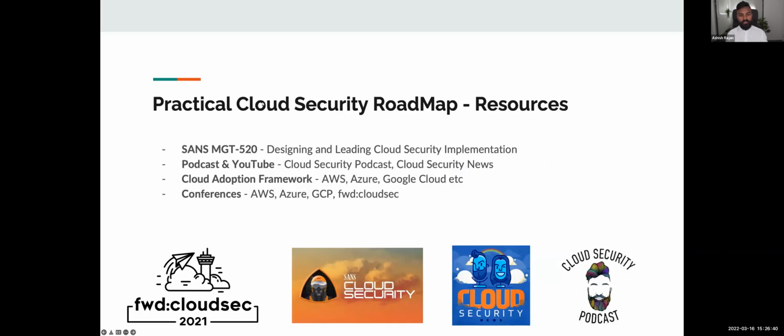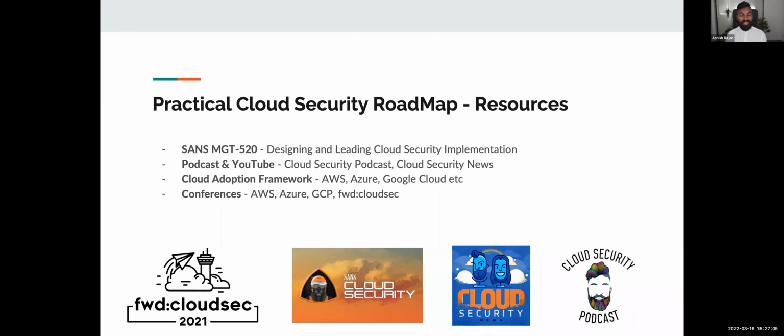Now, these are some of the resources that I have as reference for people if they want to do more research and find out more. You can obviously check out Forward CloudSec, which is a great conference. It's coming up in June 2020. They made the announcement, I think last week or maybe a couple of days ago. They're happening in June.